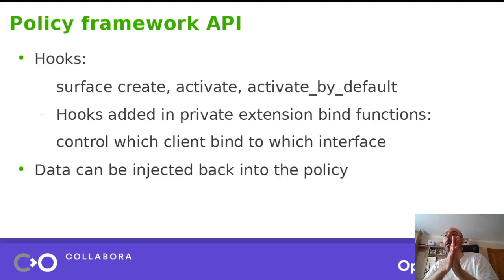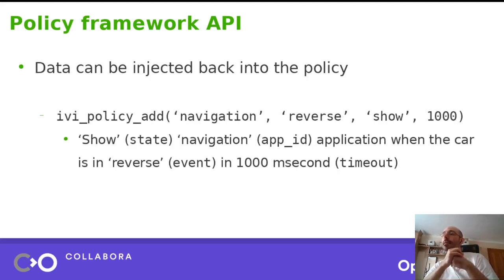Hooks are also added when trying to bind to the private extensions, so you can control that. You might not want all applications to be able to activate or hide other applications, so you should be able to control that. And obviously data can be injected back with those states and events. Here's what I mean by that.